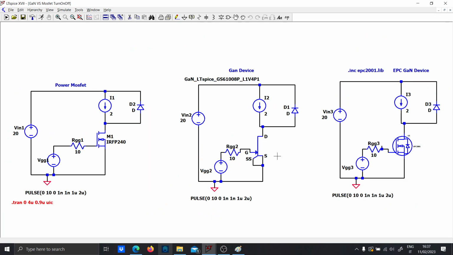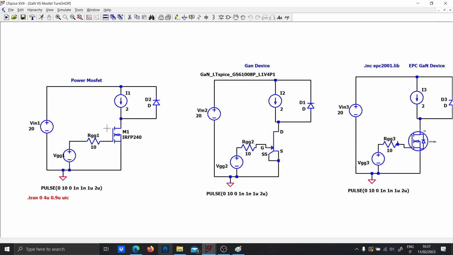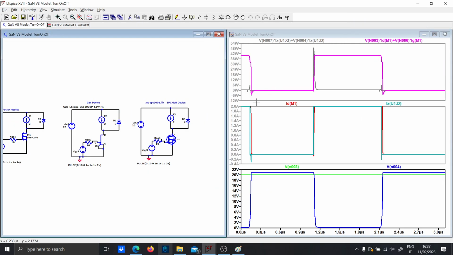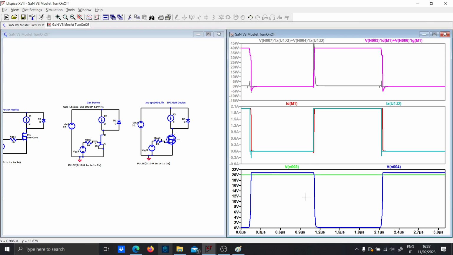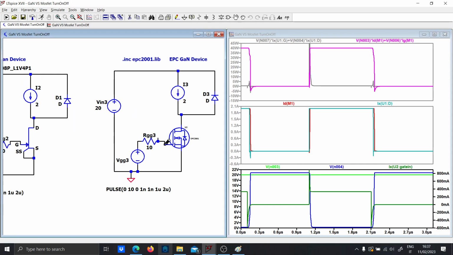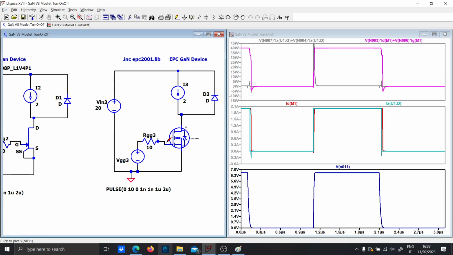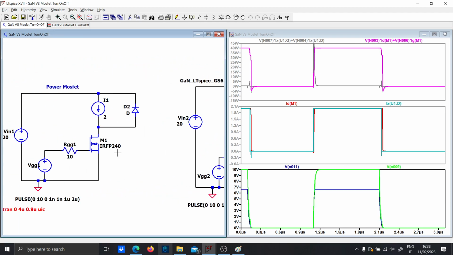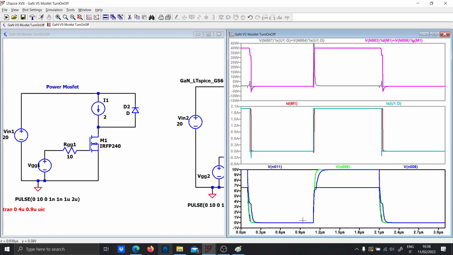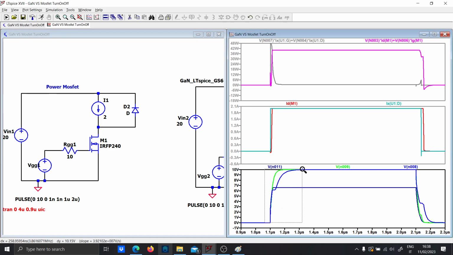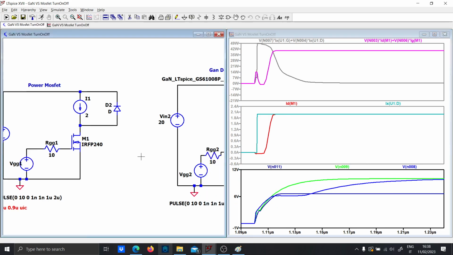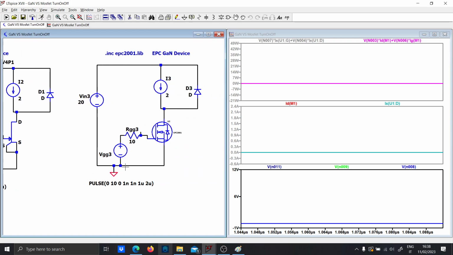By the way, this is another simulation which I want to show you, in which you have a silicon MOSFET and two kinds of GaN devices. So let's run this simulation, and as you can see, I made something very similar to before. Basically, here you have other gates, different gate charges. As you can see, the GaN device is way faster than the others. So this is another example simulation of GaN devices.